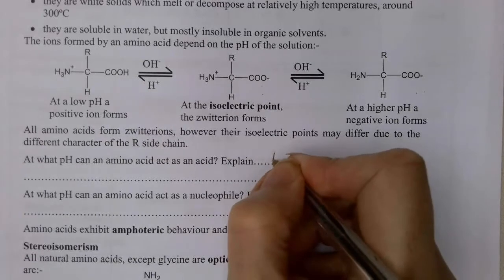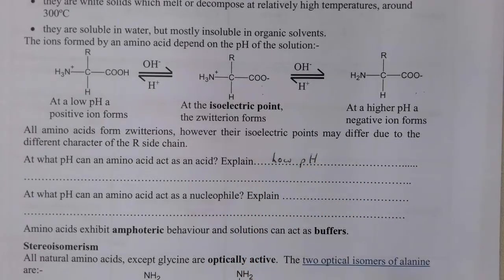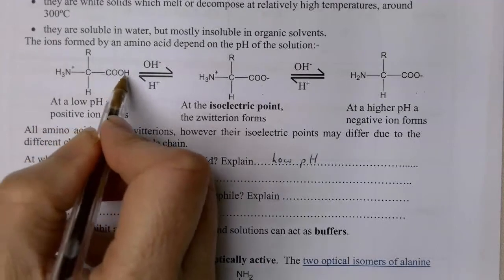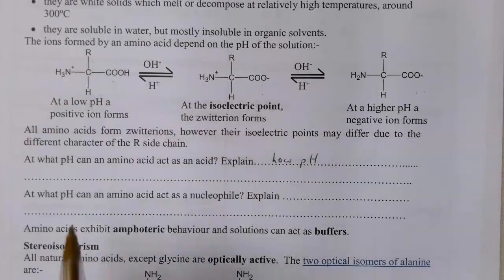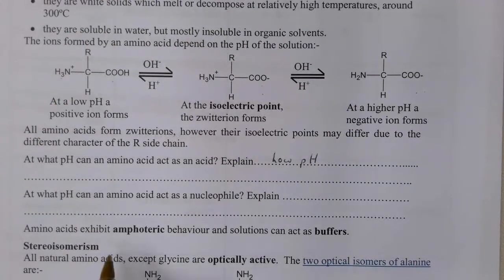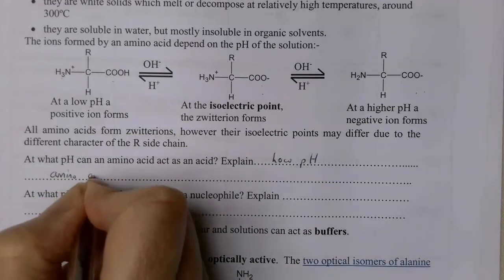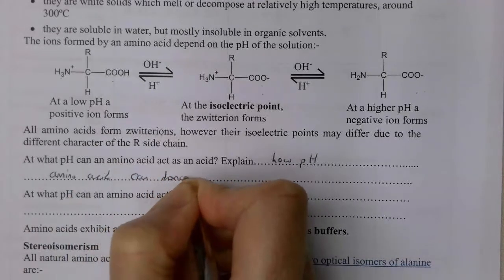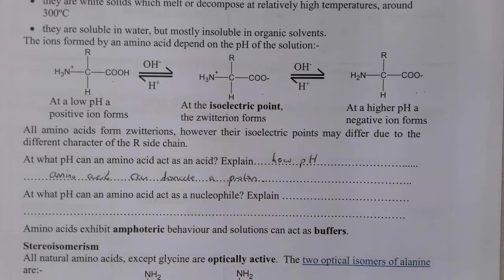So at low pHs, the amino acid can act as an acid. An acid is something which can donate protons. Well, we've got a proton from here we can donate, and a proton from here we can donate. We may even have a proton on that R group which we can donate. So at low pHs, the amino acid can donate a proton. And that's what's meant by an acid.